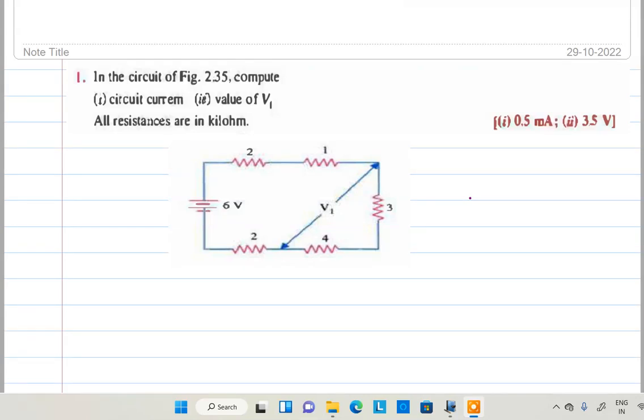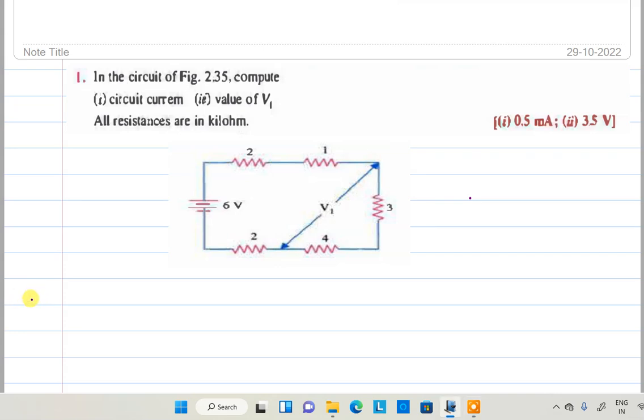Okay. Next we are moving to the conventional problems for chapter 2, resistive elements. Here is the first problem. In the circuit shown in the figure, compute the circuit current and the value of V1. All resistors are in kilo ohms. Keep it in mind, all resistors are in kilo ohm.